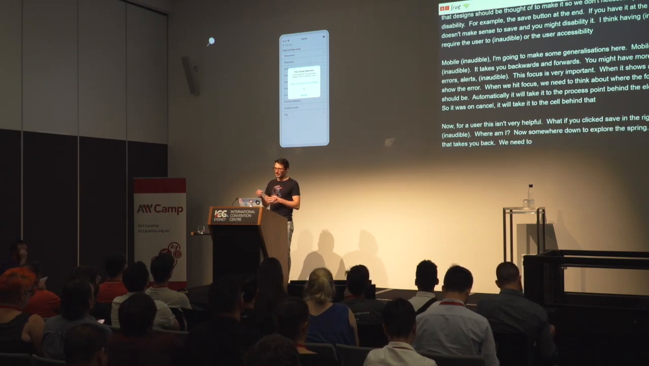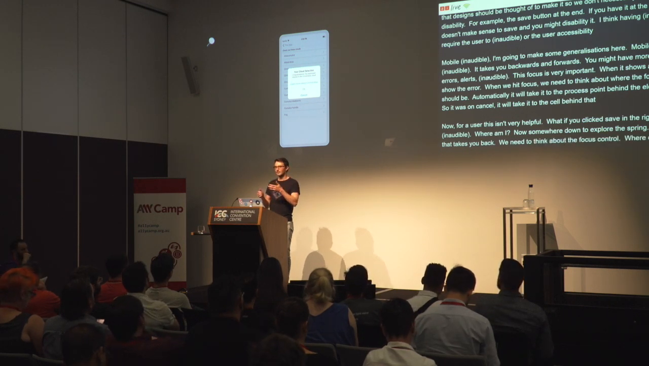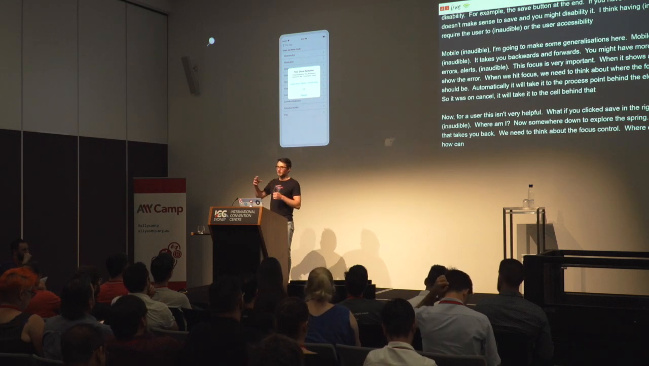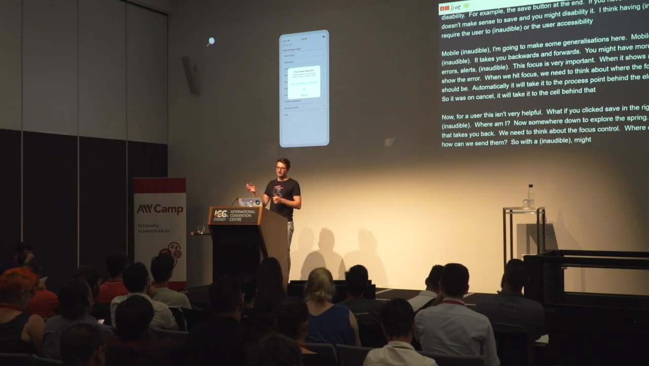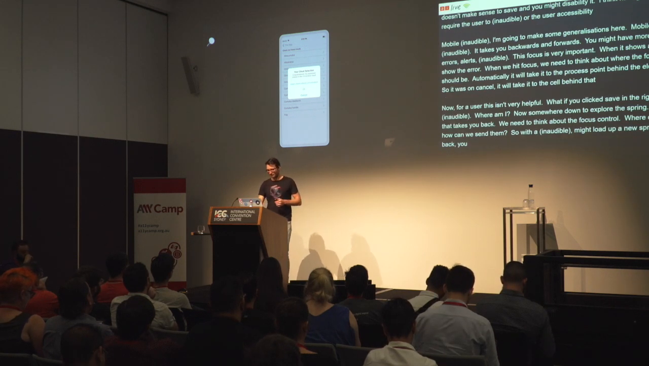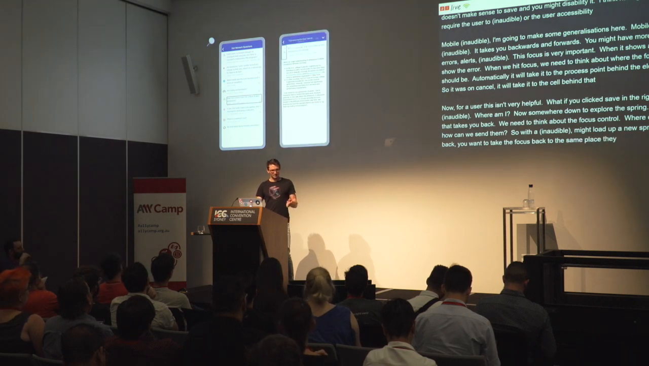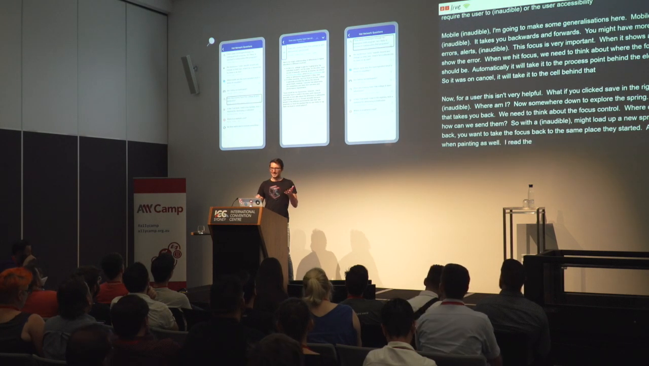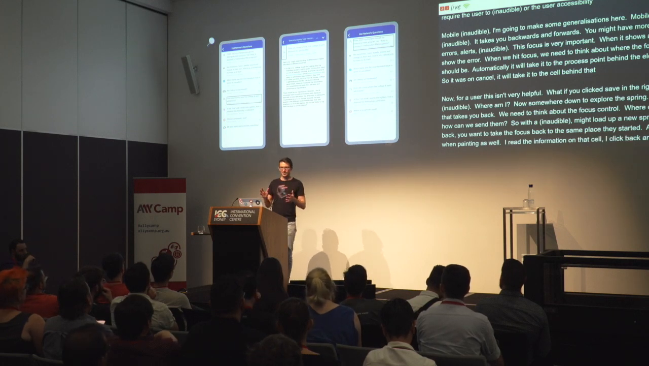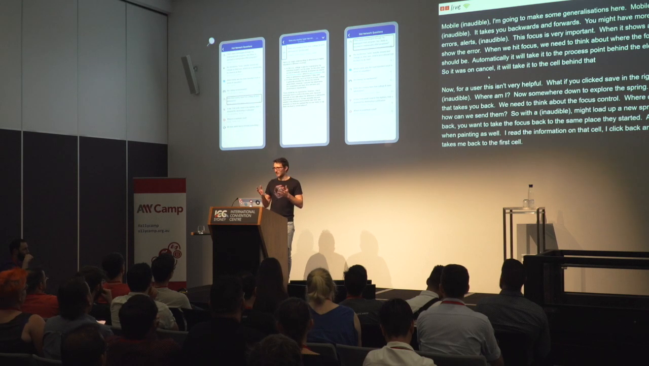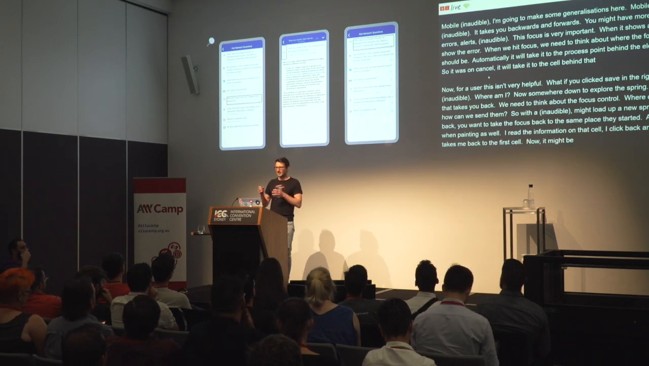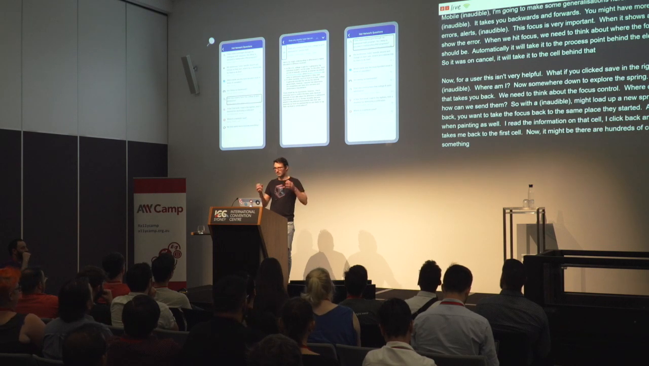Where did the user come from and how can we send them back there to keep continuity going through the app? So with a filter button, for example, it might load up a new screen. When we come back, we want to take the focus back to the same place that they started from. And this can be seen when paging as well. I click on a cell, I read the information on that cell, I click back, and Apple automatically takes me back to the first cell in the table view. Now, it might be that there are hundreds of cells in this table view, and I'm reading something and going through all of them. Do we really want to be sending the user back to the very first one automatically?